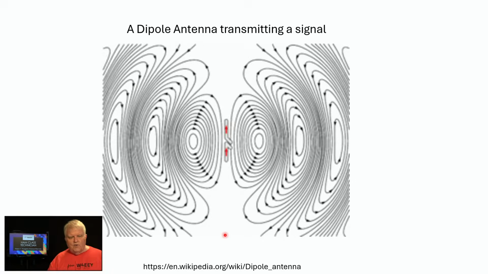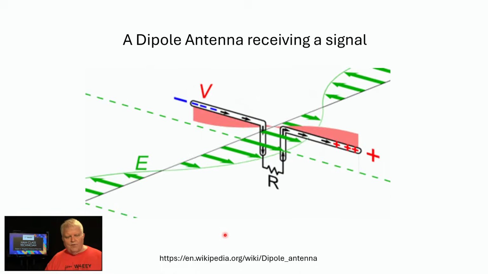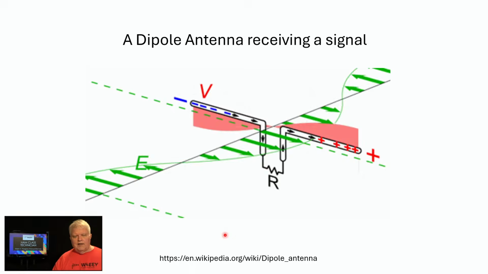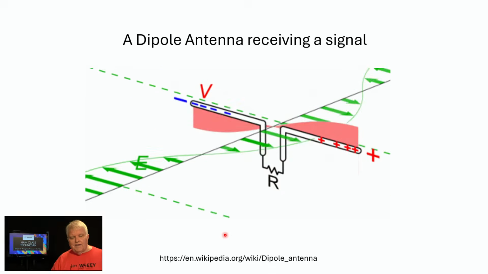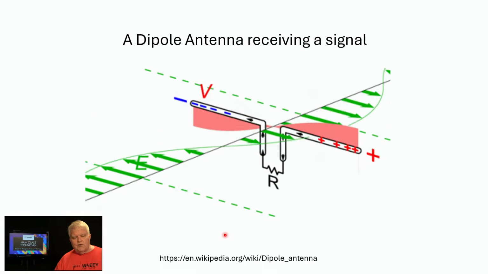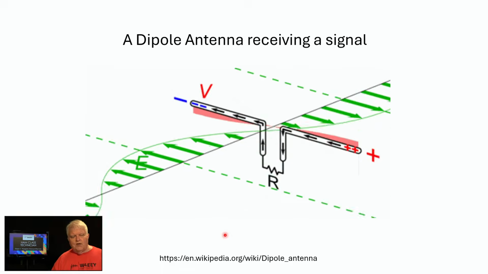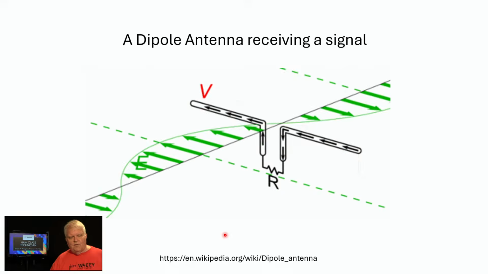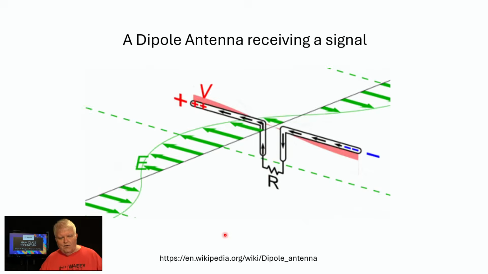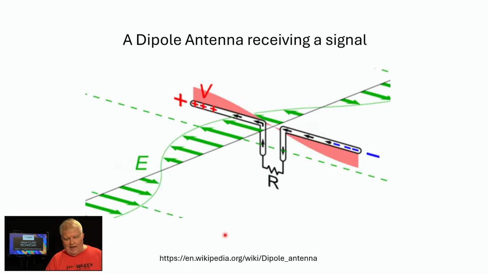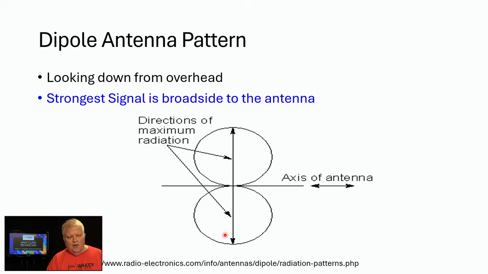And so this works for transmission. The same pattern exists also for reception. So when a signal, an electromagnetic wave, comes into a dipole antenna, it induces a voltage. The electric field induces a voltage into the antenna, and that's transmitted back to your receiver. That's how you can hear. And the directionality is the same for both transmission and reception. So looking down here on the axis of the antenna, broadside, this figure 8 pattern, the strongest signal is broadside to the antenna.